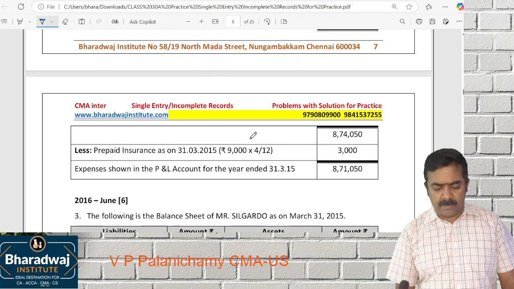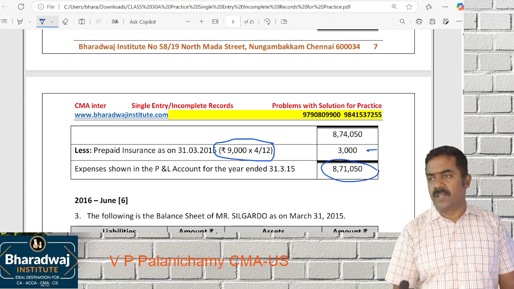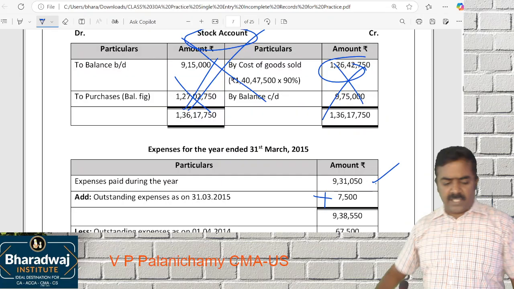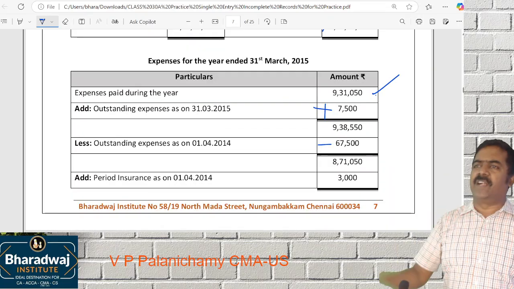So 9,000 into 4 by 12, that prepaid you eliminate. You will get expenses for the P&L account. Expense for which account? P&L account. I repeat. Expenses paid during the year given in the question, add outstanding at the end of the year, minus outstanding at the beginning of the year. This is like normal final accounts.